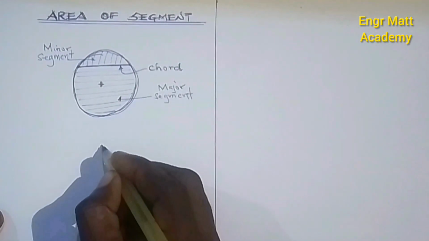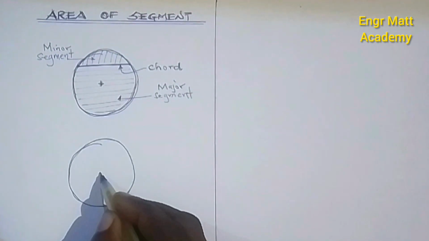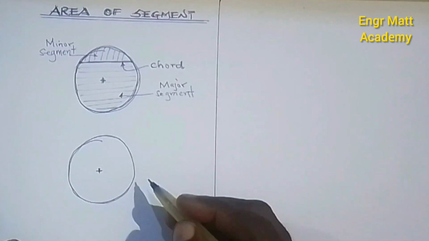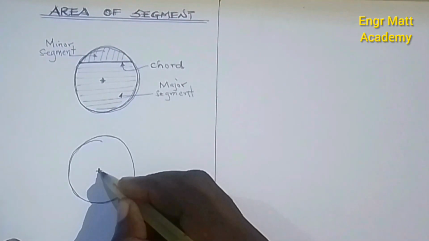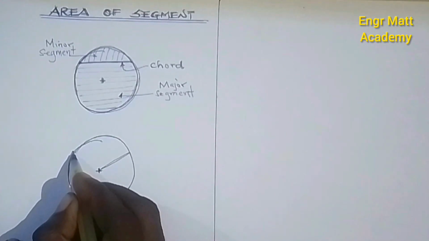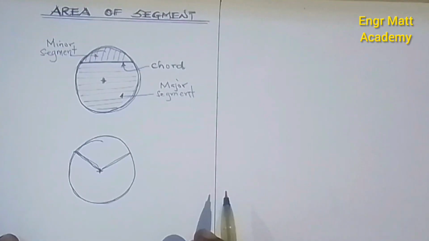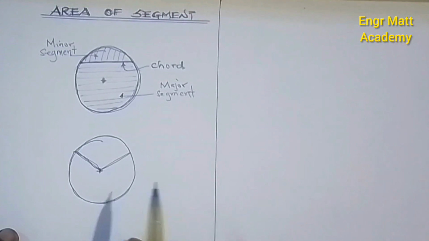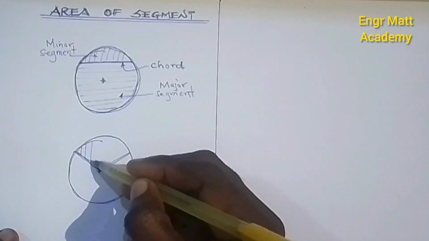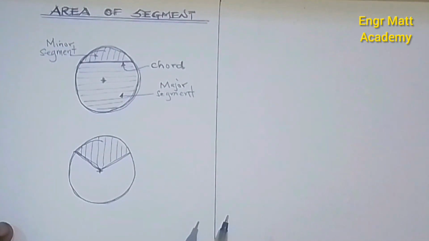Now let me draw another circle. Let's assume that this is the center of the circle. If I draw a line from the center of the circle to this point, and I draw another line from the center of the circle to this point, what do you think has happened? These two lines have divided the circle into two parts. We have the upper part, the smaller part, and also the lower part, that is the bigger part.